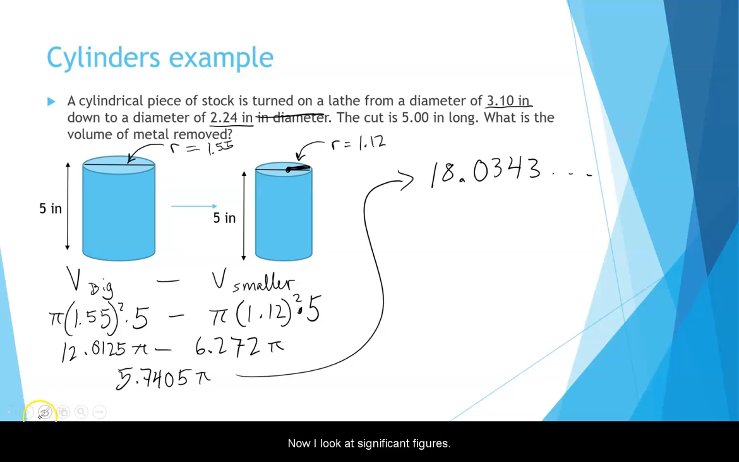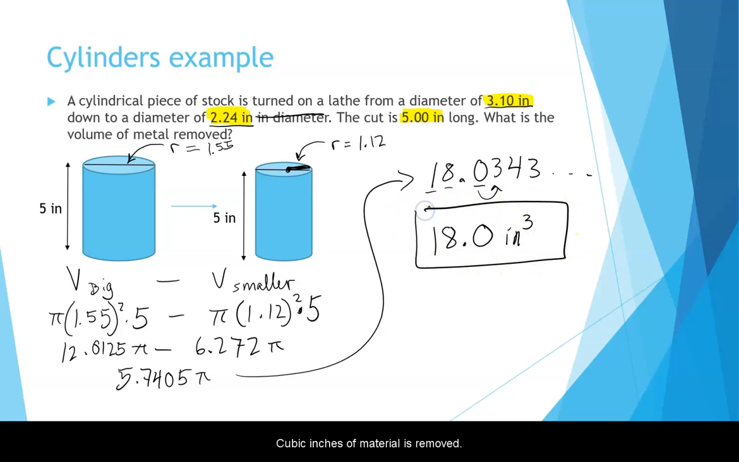And now I look at significant figures. The diameters are given to 3 significant figures. The height is given to 3 significant figures, so our answer should have 3 significant figures. The 1, the 8, the 0 are all significant. Looking to the place value after the 0, it looks like we round down. And so our answer would be 18.0 cubic inches of material is removed.